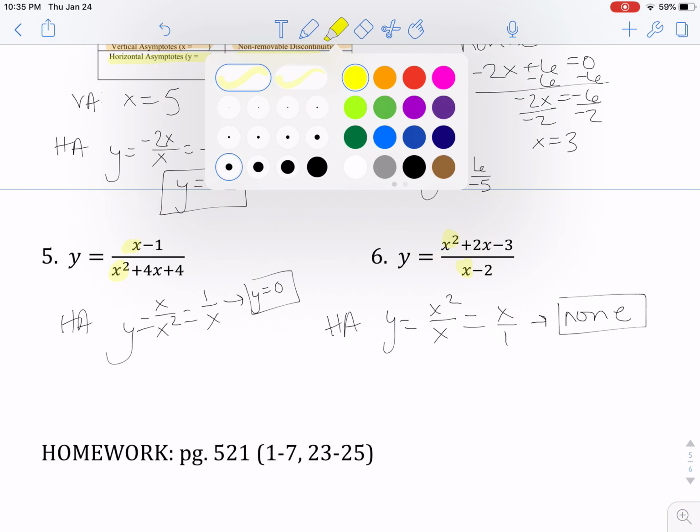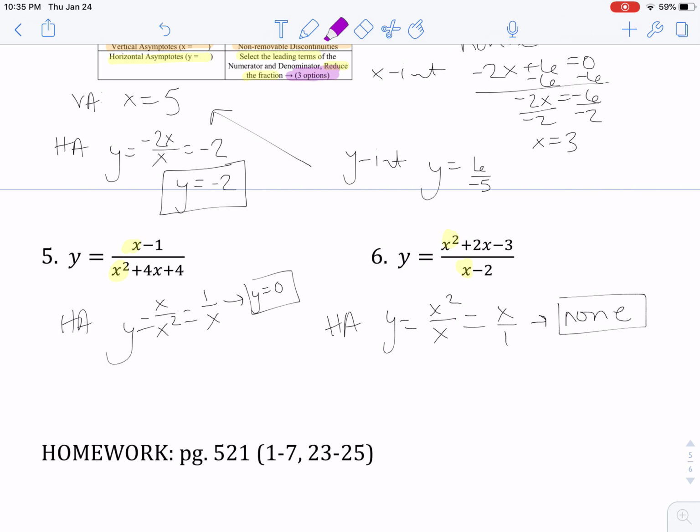So this three-option thing: it's either going to be a constant because your x's go all the way away. It's going to be y equals 0 because after you take your leading terms and reduce, you're left with an x in the denominator. Or it's going to be none, because after you take your leading terms and reduce, you're left with a variable in the numerator.